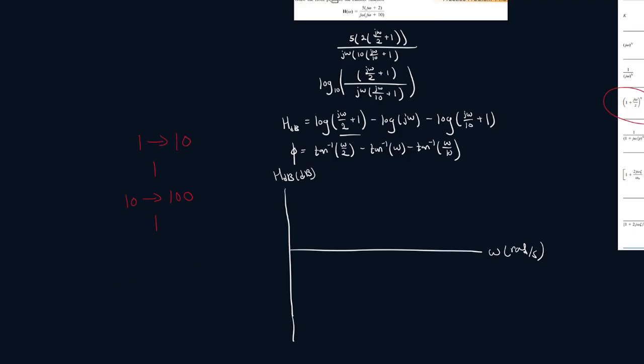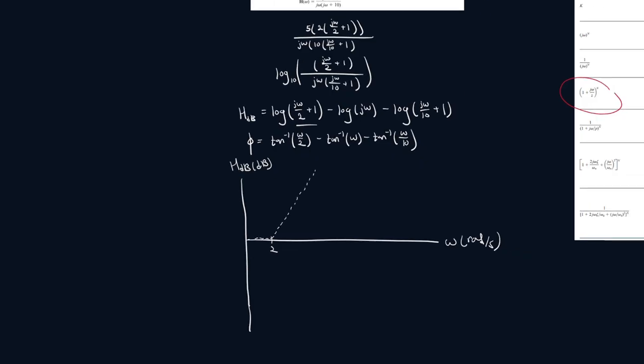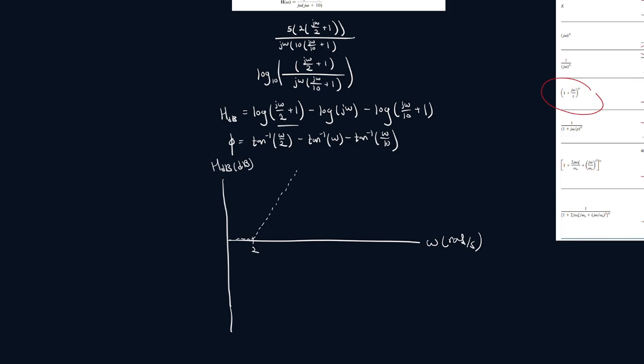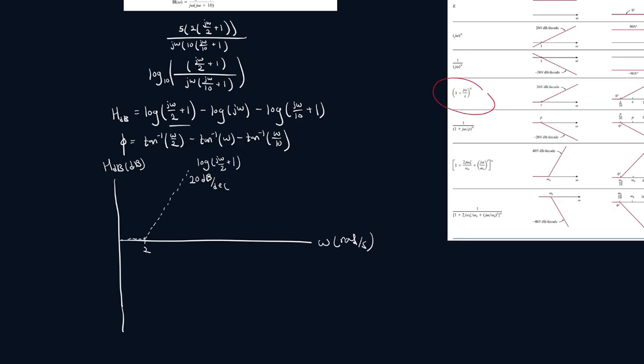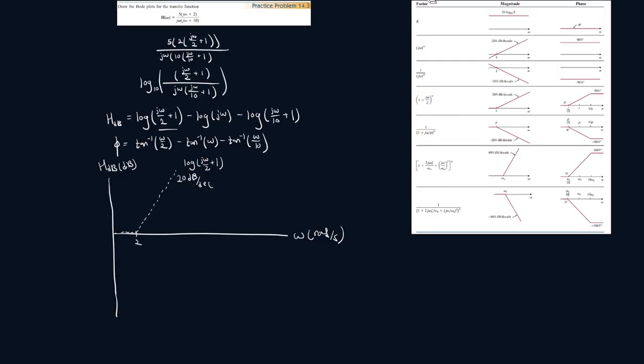So I'll get to how that all works, but for now, we know at point 2, we have a graph that breaks and has a slope of 20 decibels per decade. Okay, and this will be represented by log jw over 2 plus 1. All right, next. Now we have minus log jw.